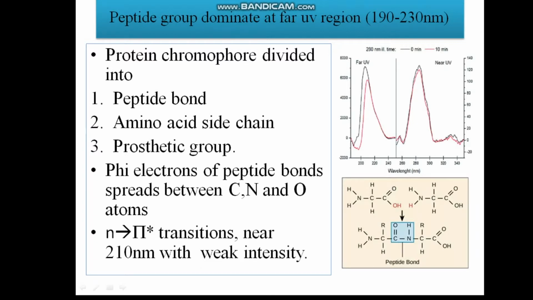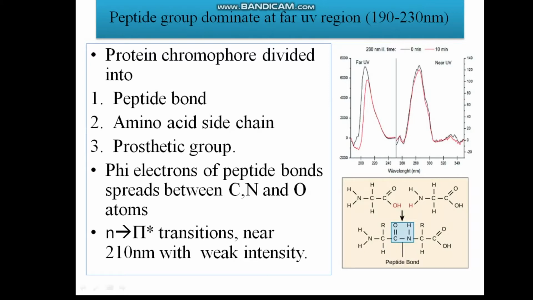In a UV spectrum, the UV region itself can be classified into two. One is the far UV region, which spans from around 190 nanometer to 230 or 240 nanometer. The other region is the near UV region, which is around 230 or 240 to 300 or 340 nanometer. So I repeat, the far UV region spans from 190 to 230, and the near UV region comes after it, at 240 to 340. So these are the two important regions present in the UV.